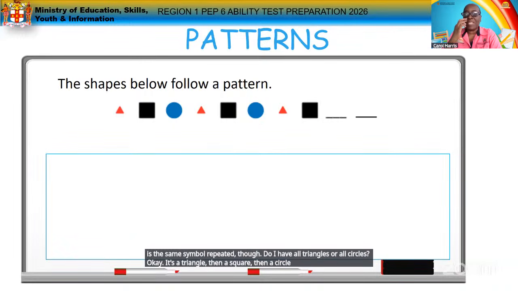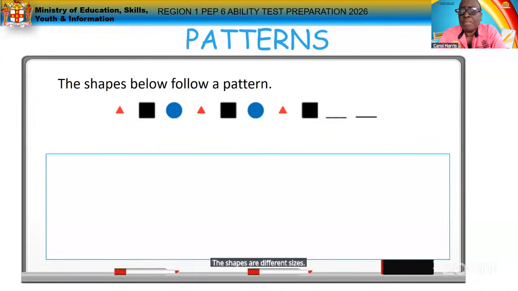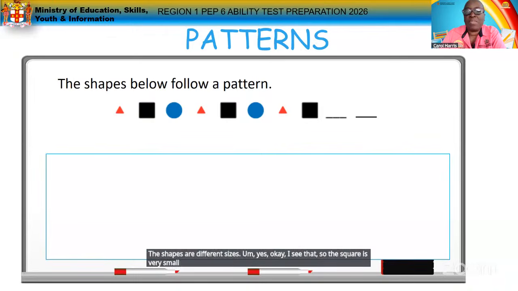Fine. So we're seeing that the shapes are different sizes. Yes, okay, I see that. So the square is very small. Not the square, rather, the triangle is very small. All right, so we have triangle, square, circle, triangle, square, circle. Fine, thank you for that.